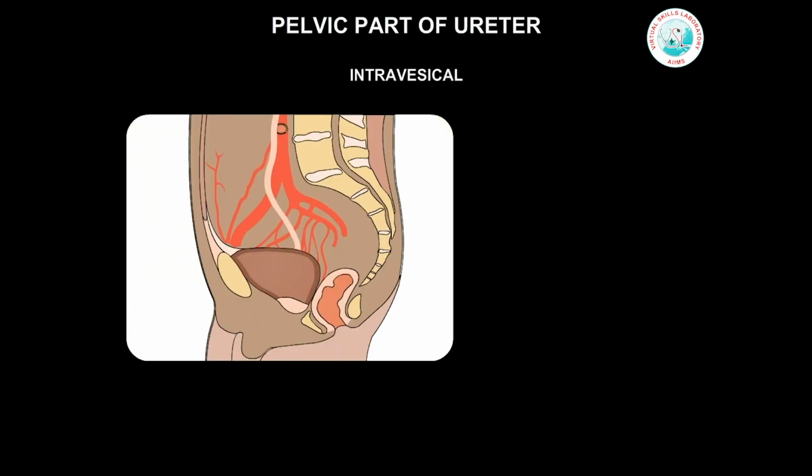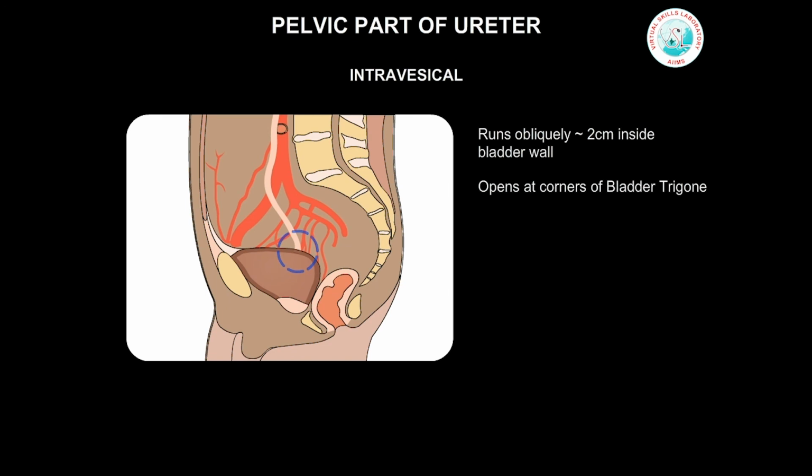The third part is intravesical. In the last part, it runs obliquely for around 2 cm inside the bladder wall and opens at the corners of the trigone as slit-like apertures. This oblique course of the ureter through the wall of the bladder helps in preventing backflow of urine from the bladder as the walls of the ureter approximate each other while the bladder distends. Thus, it forms a valve-like mechanism.